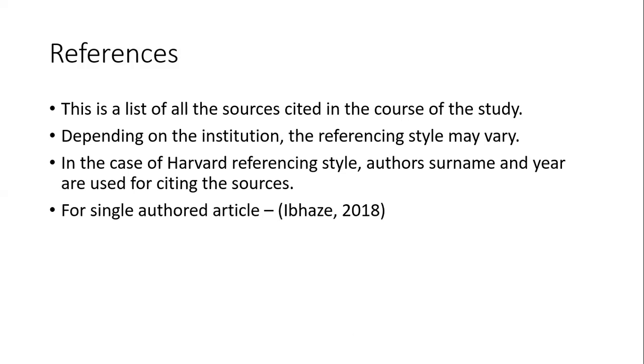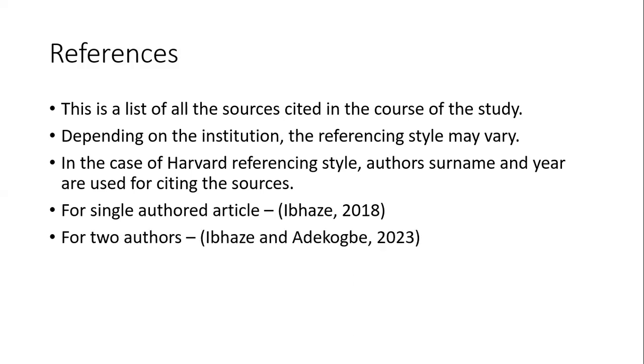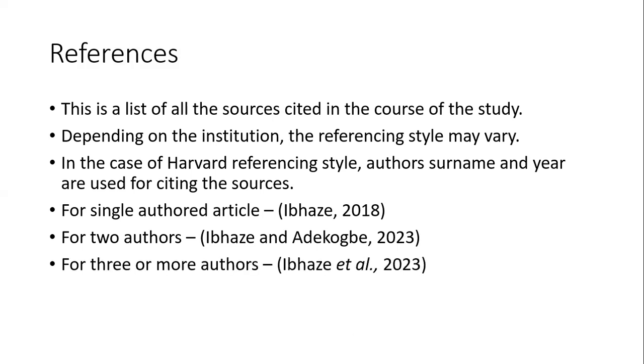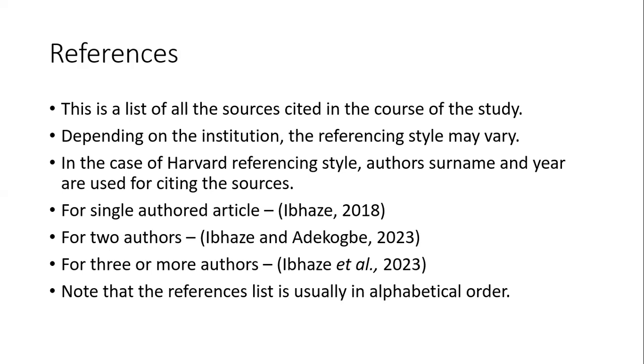For a single authored article, you have something like AWR001, 2018. For two authors, we have, say, AWR001 and Adekobe 2023. Then when we have three authors or more, we say AWR001 et al. 2023. Note that the reference list is usually in alphabetical order.